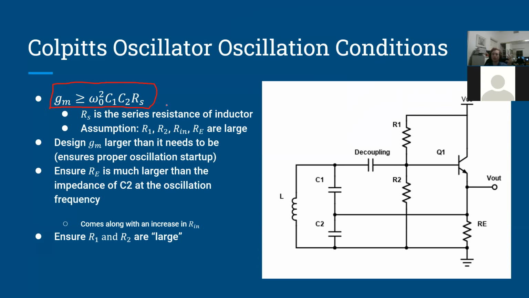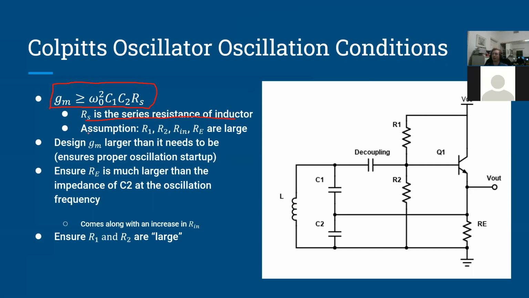But in order to get the circuit to start oscillating, you need it to start off unstable for the amplitude to increase. And so for that reason, we need GM to be greater than this quantity here. There are some assumptions I made when computing this. Oh, and I wrote here RS is the series resistance of the inductor. The reason I don't mention the series resistance of the capacitor is because it's so much smaller than the inductor that you can just ignore it, really.